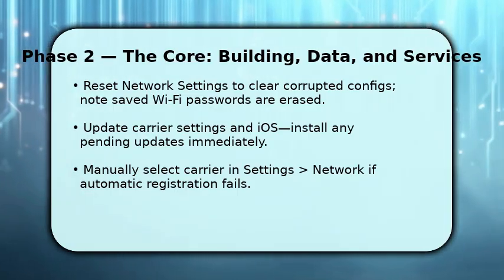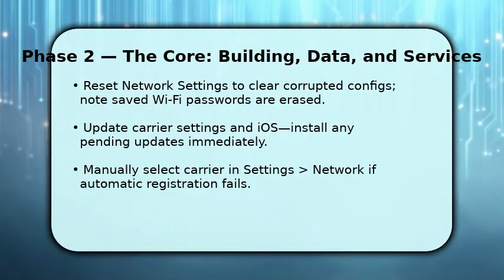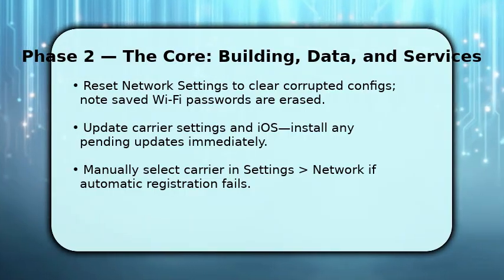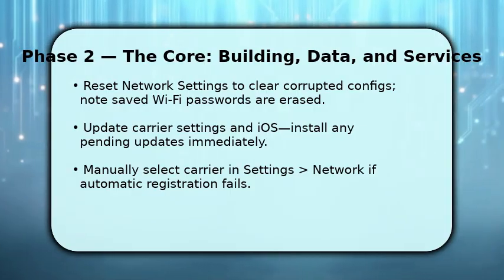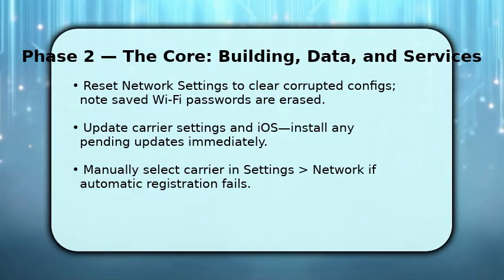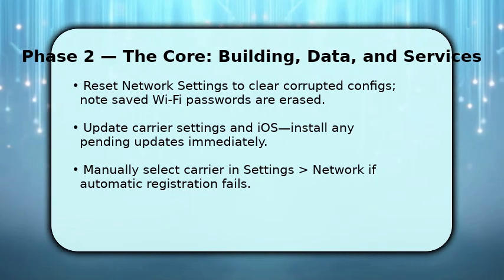If automatic network selection fails, manually choose your carrier from the cellular network selection menu. This can reattach you to the correct tower. Once done, restart the phone again, because updates or resets often require a reboot to complete re-registration.